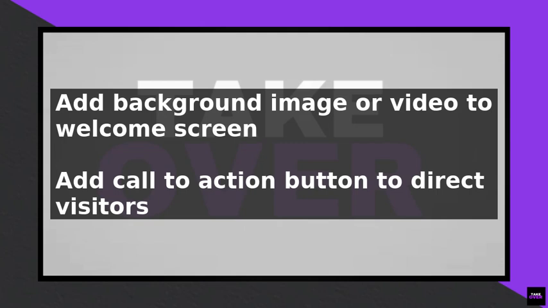To make your welcome screen appear as a pop-up or overlay, you can use the Wix Layers feature. Click on the Add button and select Layers from the drop-down menu. Create a new layer and add your welcome screen page to it. You can customize the settings to make it appear as a pop-up or overlay.